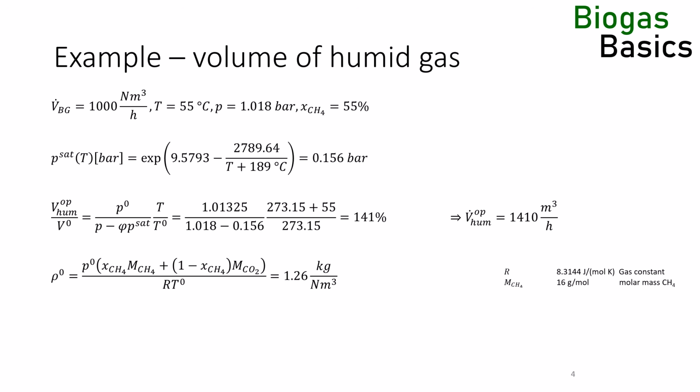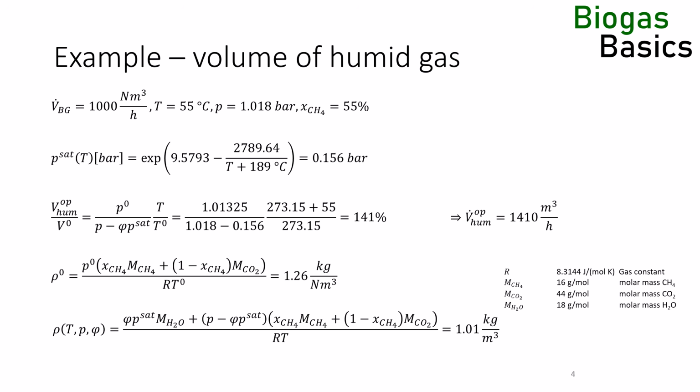The formula for the humid density needs to be modified slightly. It is water vapor partial pressure times molar mass of water, plus absolute pressure minus water partial pressure times average molar mass of biogas, over gas constant and temperature. In this formula, we do not use reference pressure and temperature, but the actual pressure and temperature. The operational density is around 1 kilogram per cubic meter. This number is used for pressure drop calculations and assessment of flammable gases on site.